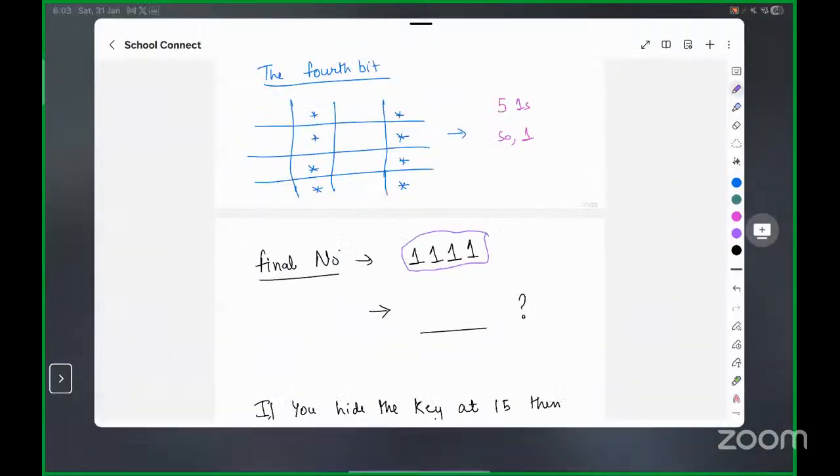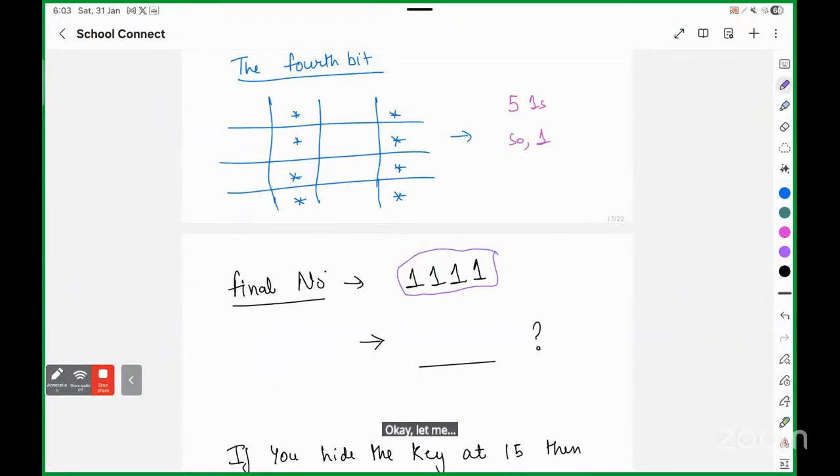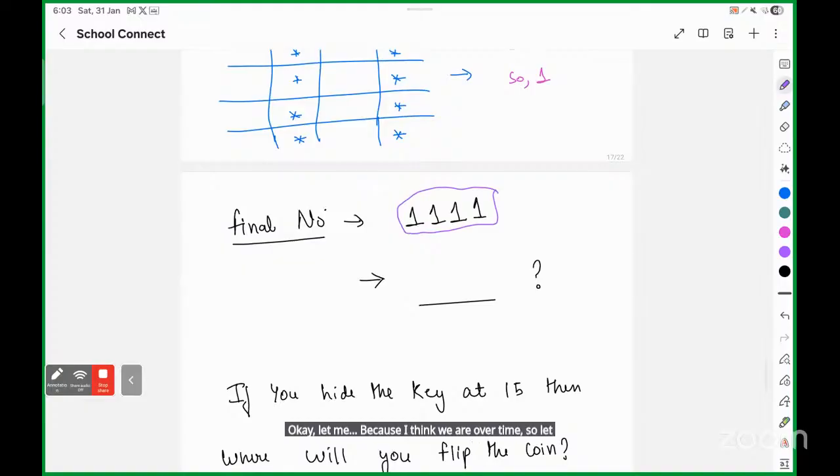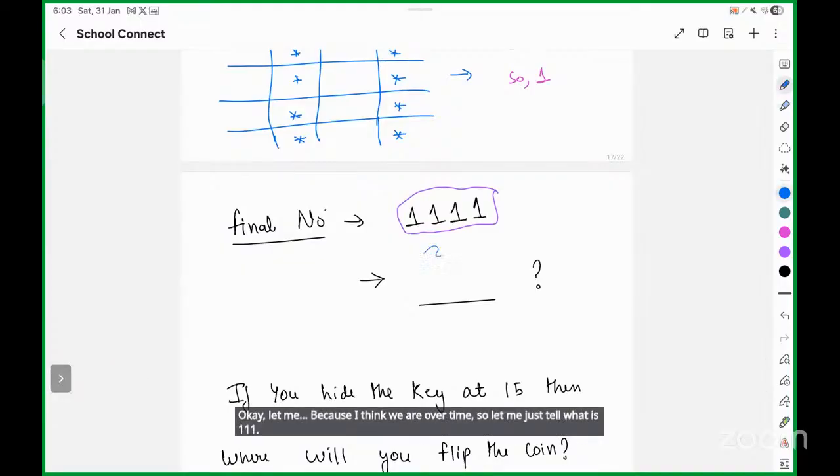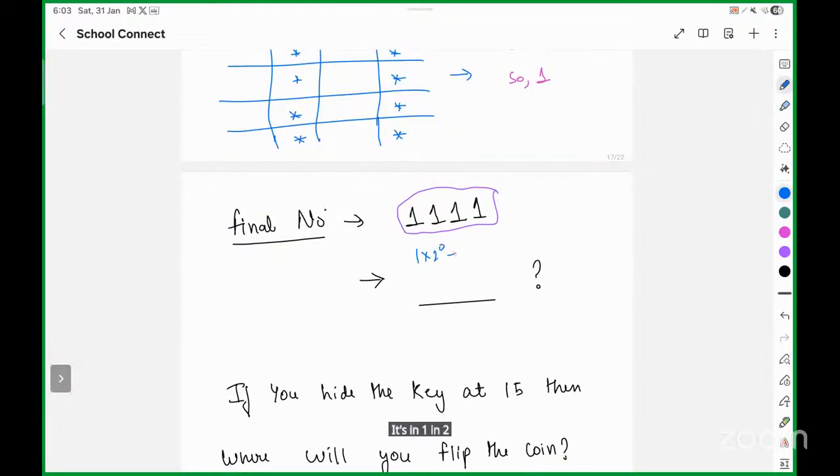Okay, let me, because I think we are over time, just tell what 1, 1, 1, 1 is. It's 1 into 2 to the power 0, plus 1 into 2 to the power 1, plus 1 into 2 to the power 2, plus 1 into 2 to the power 3, which is 1 plus 2 plus 4 plus 8, and it is 15.